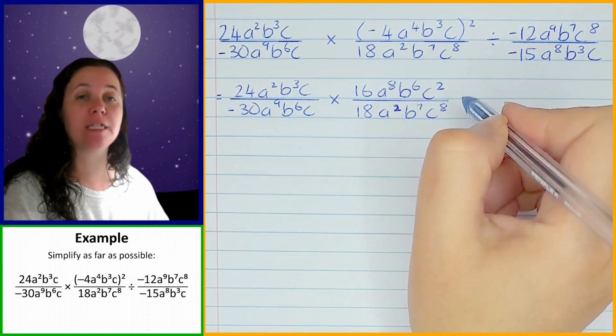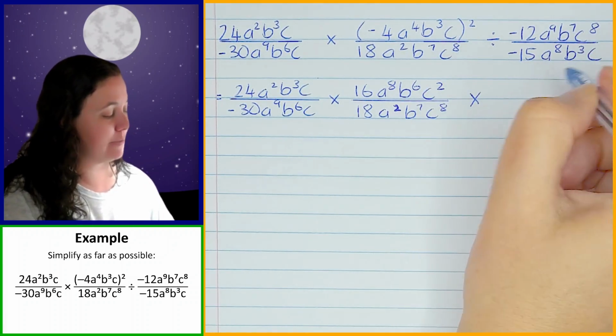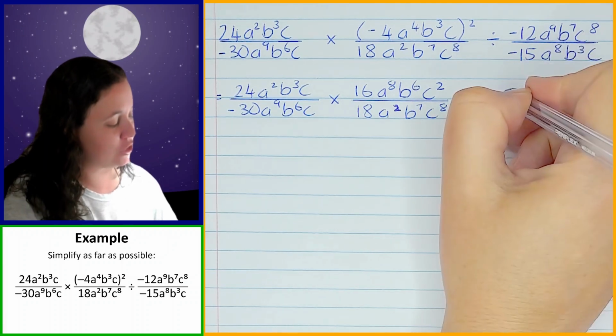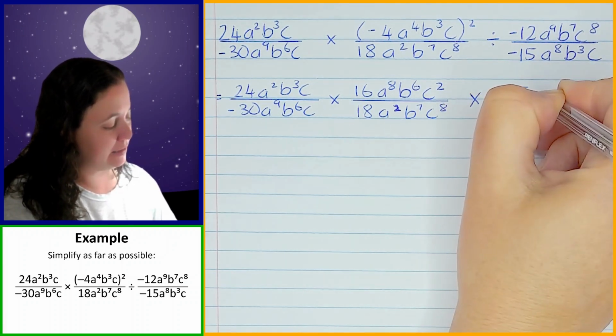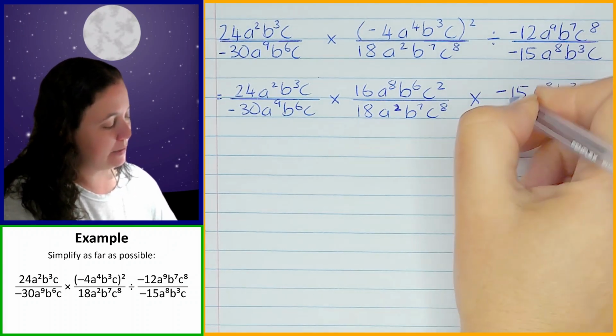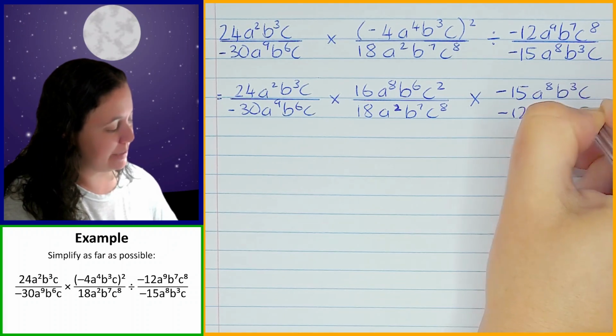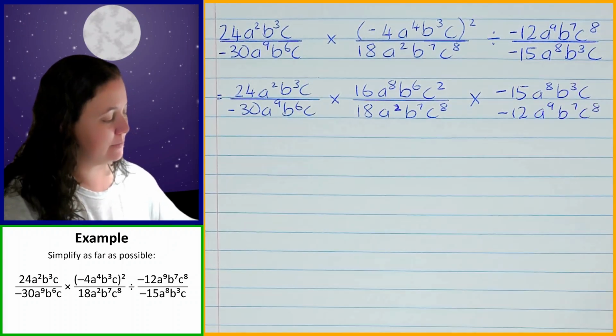Then I'm also going to do my tipping and timesing now, so that I'm ready to do my multiplication and cancelling out in the next step. So I've got times, and this is going to change to negative 15 a to the power of 8 b to the power of 3 c over negative 12 a to the power of 9 b to the power of 7 c to the power of 8.